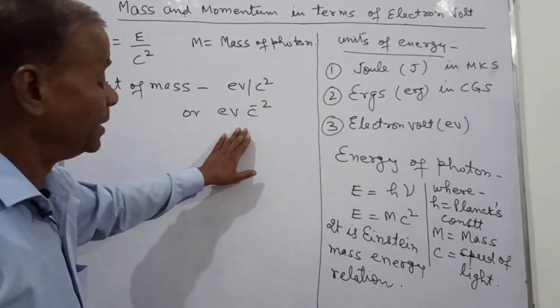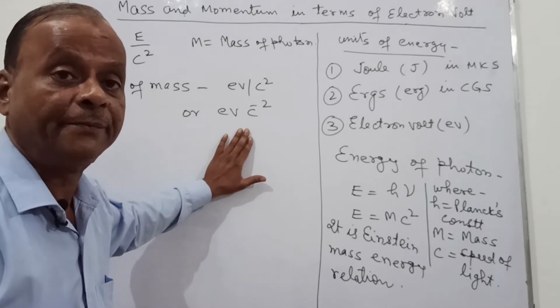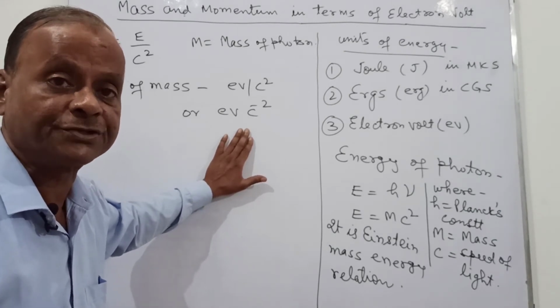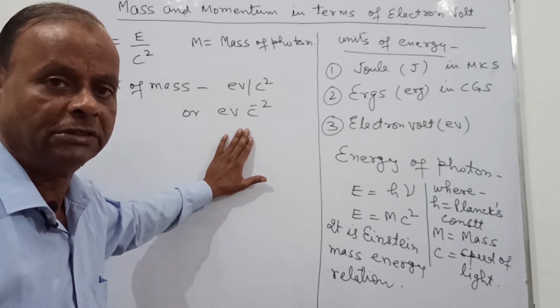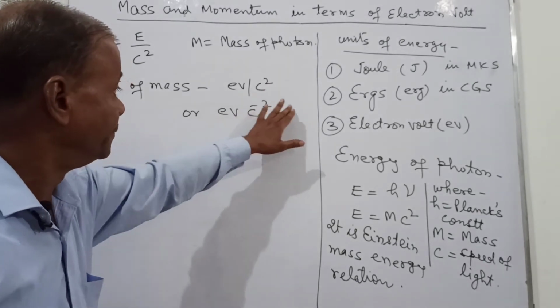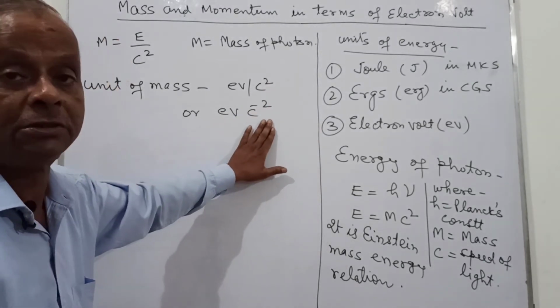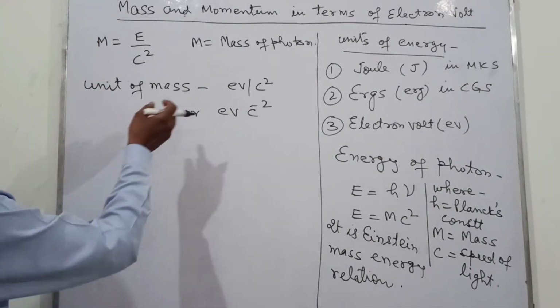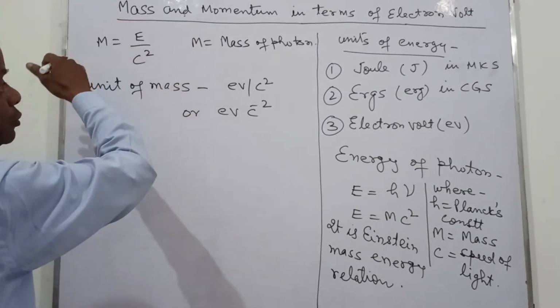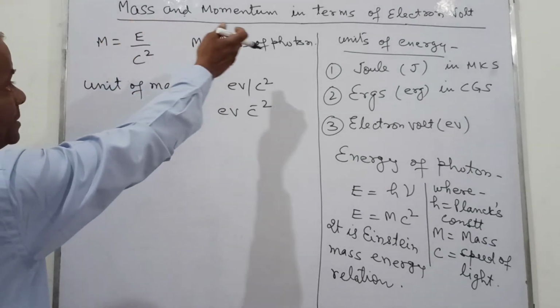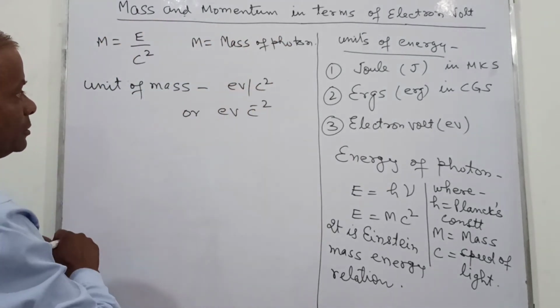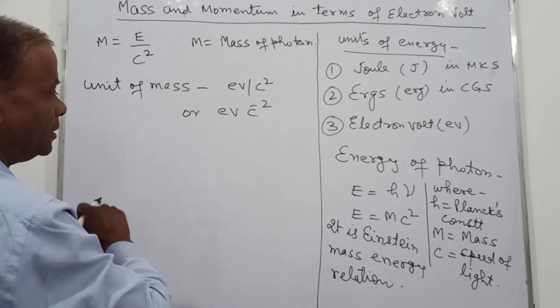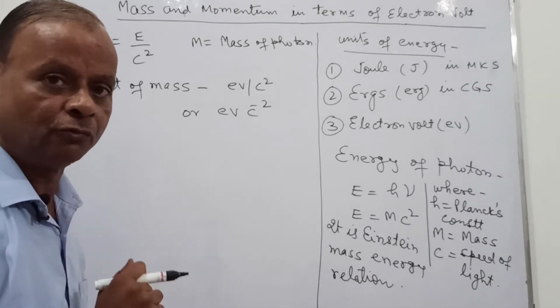So what is to be expressed? That the unit of the mass of the photon is electron volt per c square, or electron volt c minus 2. Now this is what I have to tell you, that this mass is expressed in terms of the electron volt. This is one way. Now let us see the momentum of the photon.